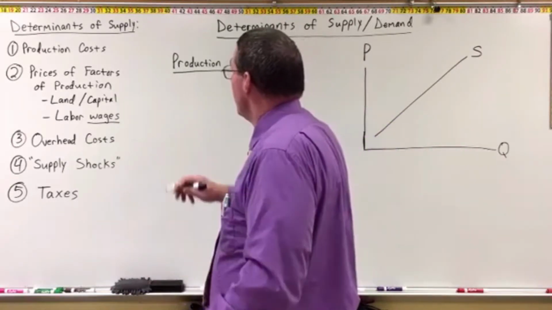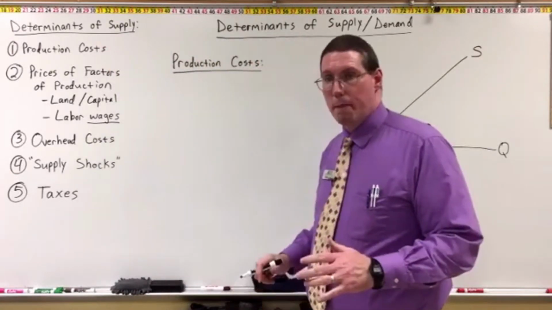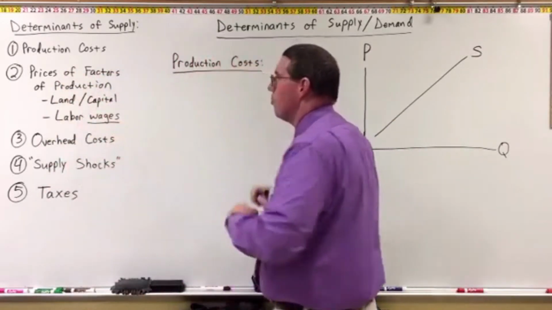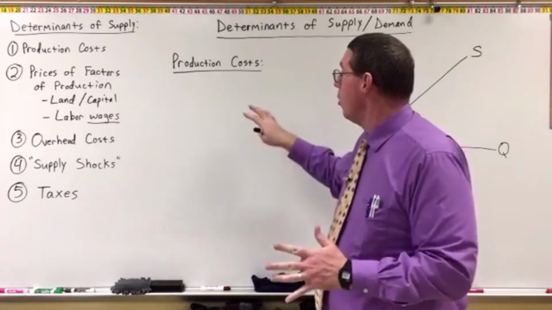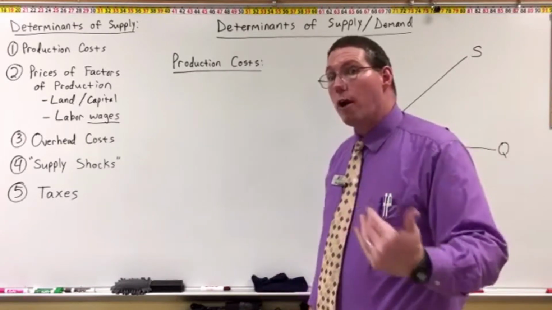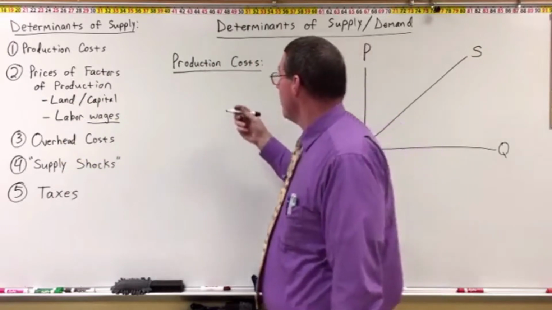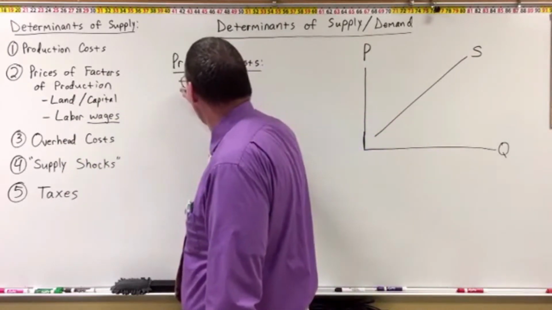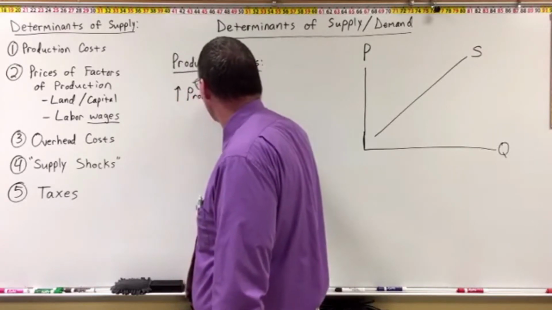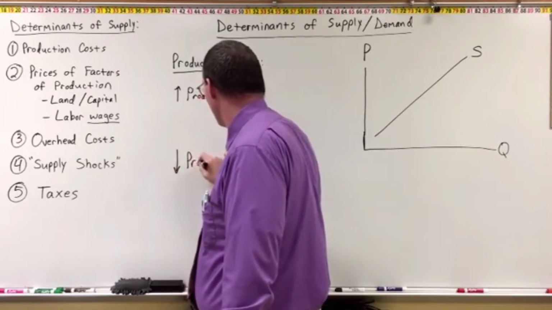So production costs is probably the most important one because all of these others, for the most part, filter their way through production costs. And so if we look at how costs affect supply, we can automatically understand how all of these other things affect supply. So let's say we have two situations. We can either have an increase in production costs, or we can have a decrease in production costs.